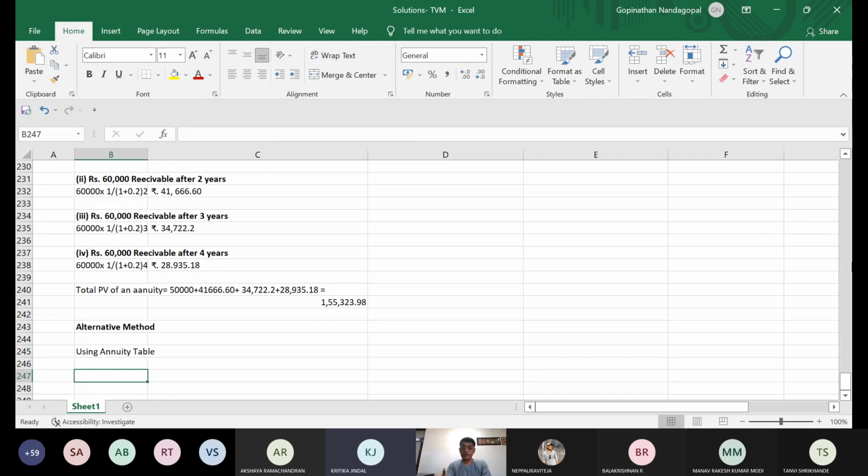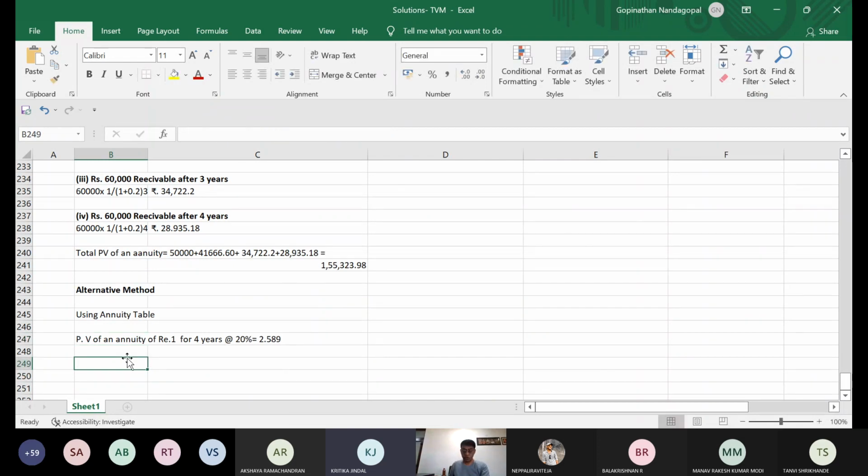So now we'll do it like this, using the PV of an annuity of ₹1 for 4 years at 20% is equal to 2.589. I've already found out the value. Almost that value will come. Okay, some difference may come. That is okay.